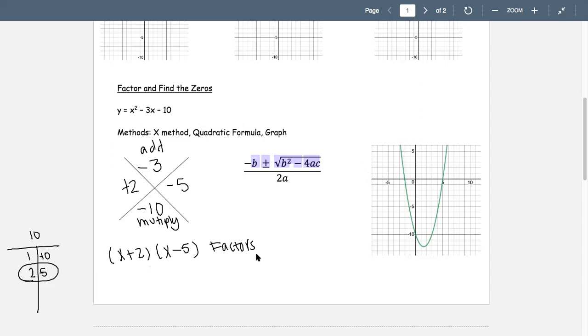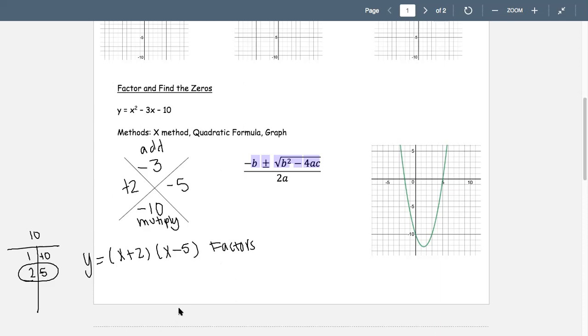So these are my factors. But how do I get my zeros from the factors? Remember, this is y equals (x plus 2) times (x minus 5). At the zeros, my y value is always 0. At the x-intercept, the y value is always 0. So from the factors, how do I find my zeros?